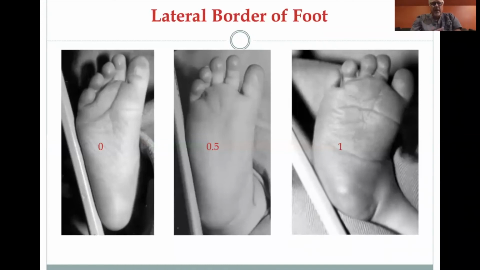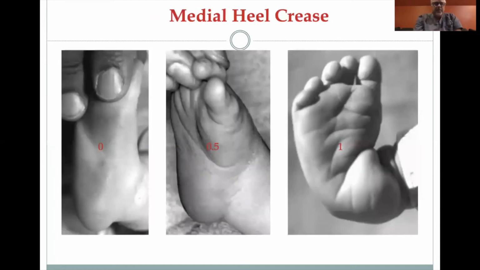So first, the lateral border: you're just going to place a straight edge against the lateral aspect of the foot, and you're looking at the 5th metatarsal base. If the flat edge goes all the way up to the 5th metatarsal head, that's a 0. If it breaks distal to the 5th metatarsal base, that's a 0.5. And if it breaks proximal to the 5th metatarsal base, that's considered a 1, away from that lateral edge.